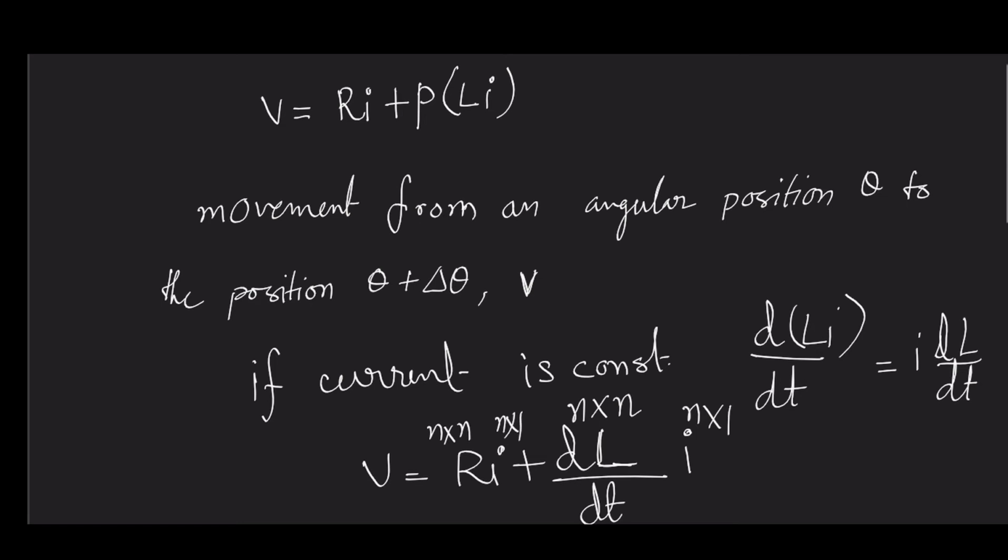So writing n cross n into n cross 1 is not the same as writing n cross 1 into n cross n. Neither is the matrix multiplication conformable. So this form is what we can do for the scalar case, as in the case of a moving iron instrument. The same thing cannot be applied here. We need some modification.